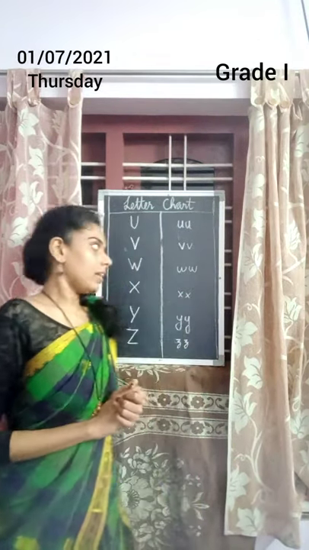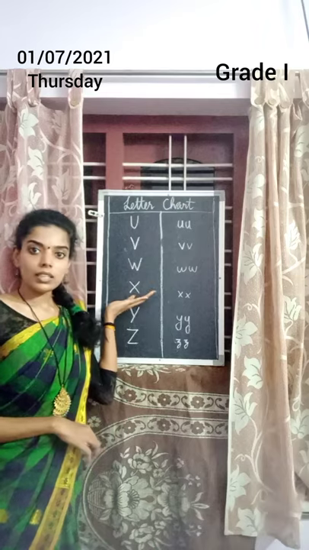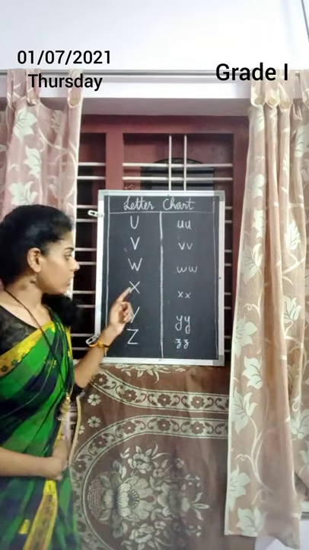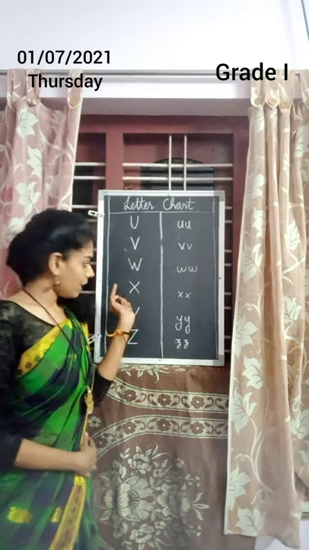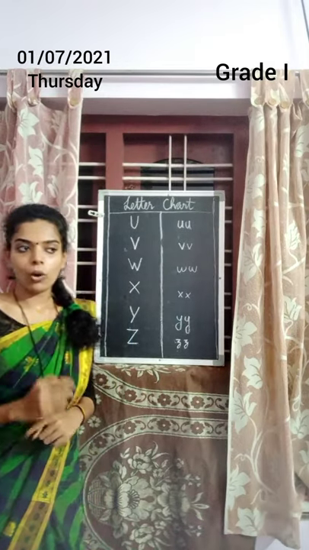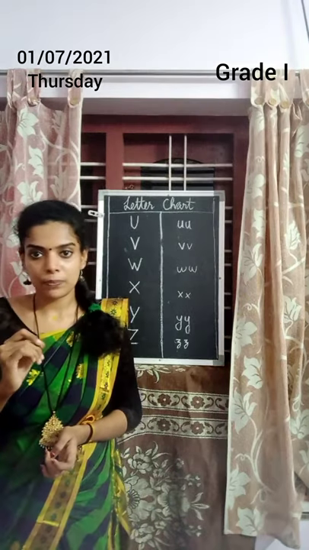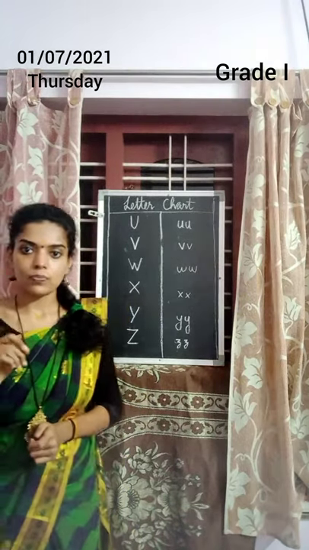So the next one is X. The next alphabet is X. The sound of X is x. So the words are X-ray.